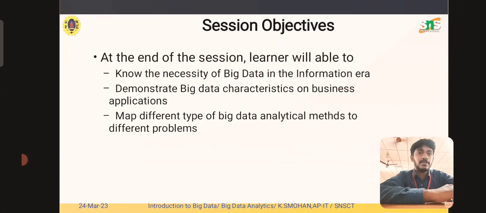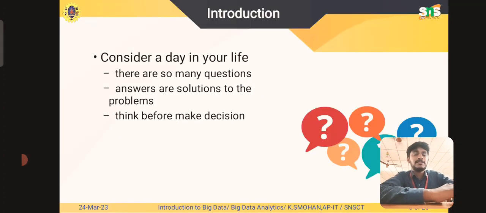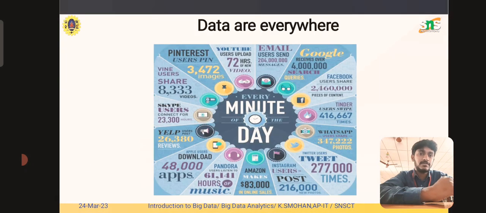In day-to-day life, we can consider a day in your life. There are so many questions we are generally having, right? The solutions to the problems will be very complex. A normal human being can have plenty of problems and solutions. They have to take decisions daily. Similar to the industry, in day-to-day life we have plenty of data created daily.